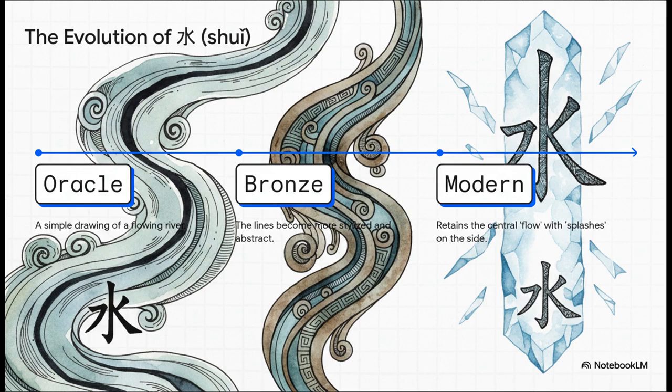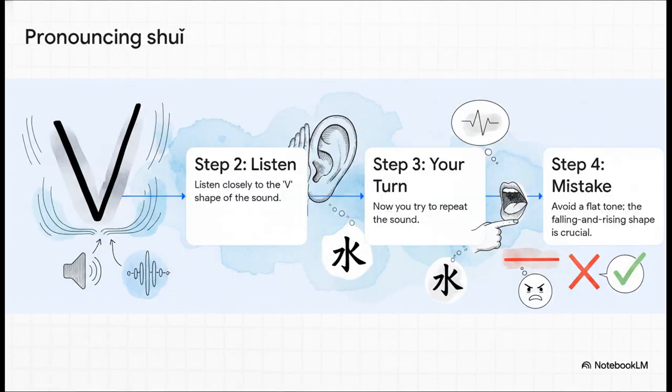But look, you can still see that central hook. That's the main river current. And those little strokes on the sides, those are the splashes. It's literally a river, frozen in time. Isn't that incredible? Okay, let's really nail the pronunciation because the tones are just so important in Mandarin.